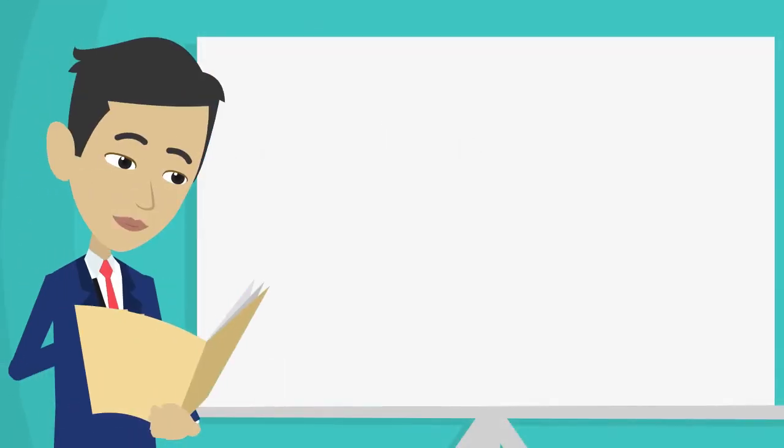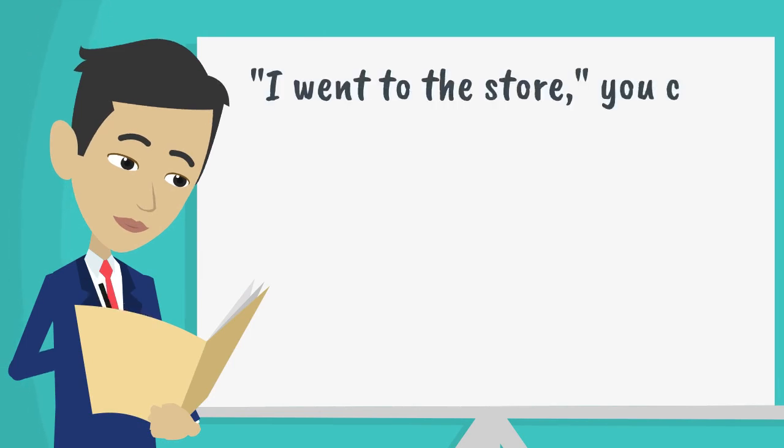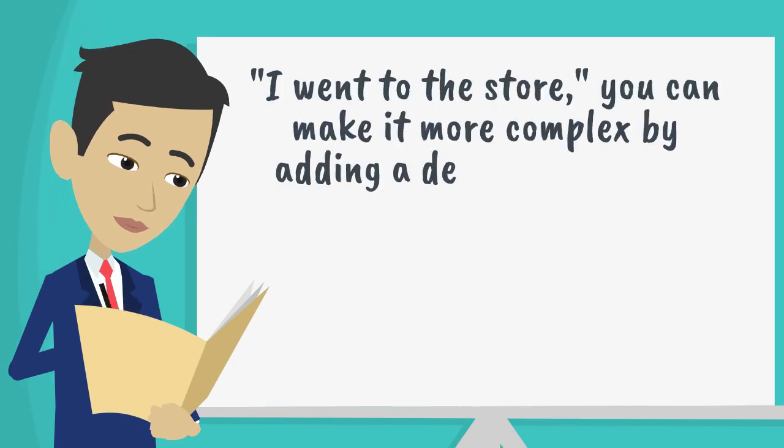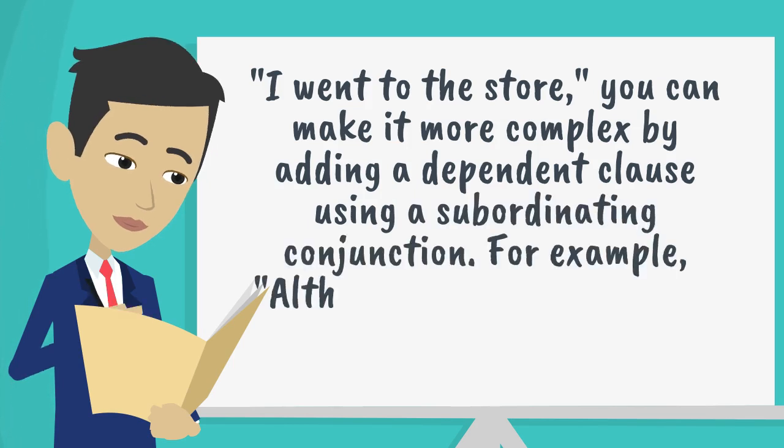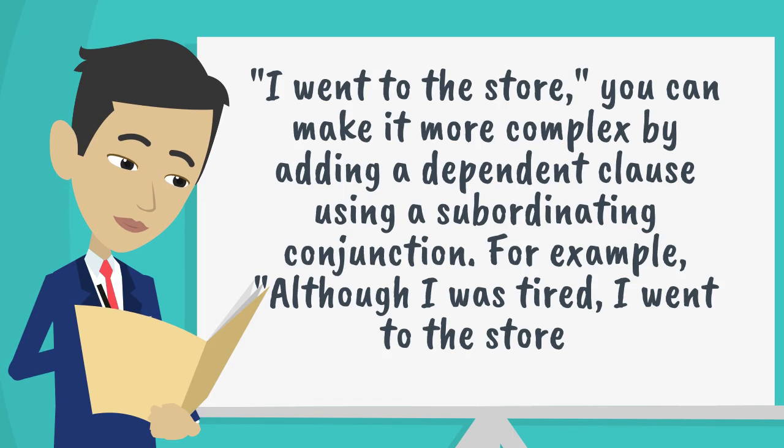Instead of writing a simple sentence like I went to the store, you can make it more complex by adding a dependent clause using a subordinating conjunction. For example, although I was tired, I went to the store.